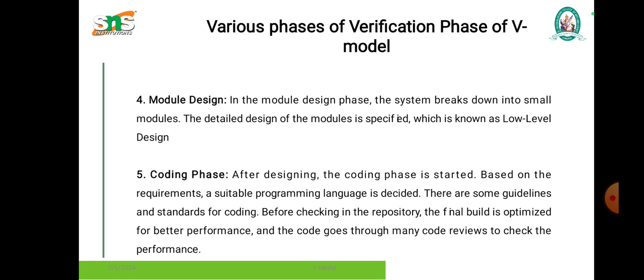Our next stage is the coding phase. After the designing, the coding phase is started. The coding phase starts based on the requirements. The suitable programming language is decided in this stage. There are some guidelines and standards of coding before checking into the repository, and the final build is optimized for better performance. Then the code goes through many code reviews, which helps to check the performance.